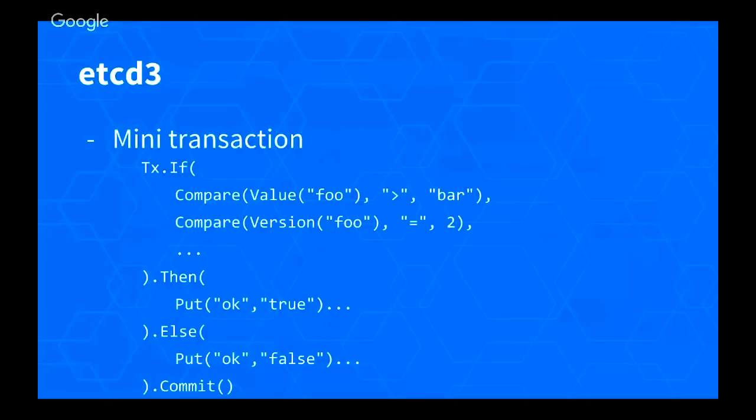So when you want to construct a transaction, you first fill in the if statement, so just some compare statements. You can compare the value of a key, you can compare the version of a key, and if all the compares succeed, we will go to the then statement. In the then statement, you can do multiple operations like put a key or delete a key. And if the compare fails, it will go to the else statement. In the else statement, you can also have multiple operations, and this transaction will be committed atomically. So that's the mini transaction support in SCD3.